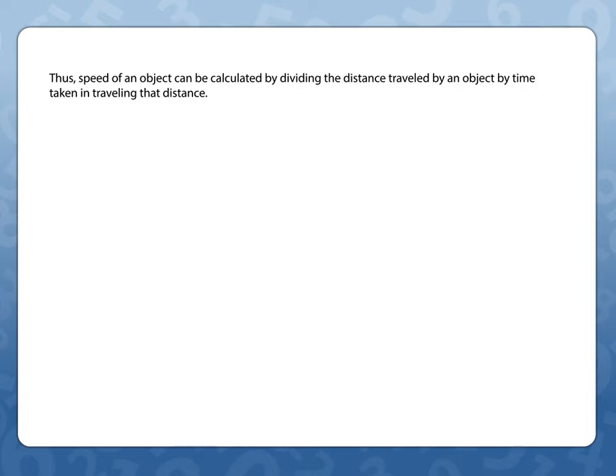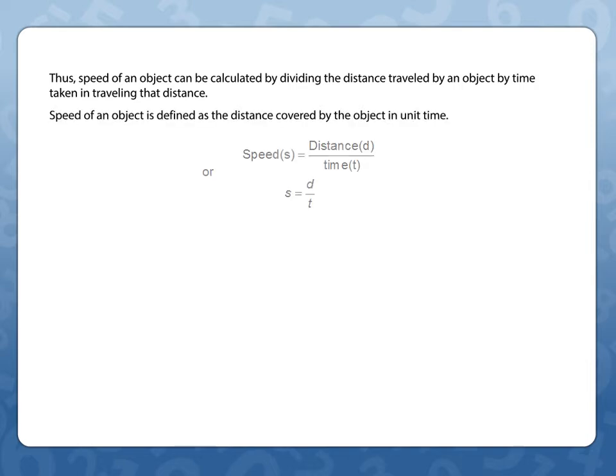Thus, speed of an object can be calculated by dividing the distance travelled by an object by time taken in travelling that distance. Speed of an object is defined as the distance covered by the object in unit time. Speed is equal to distance divided by time, or S is equal to d by t.